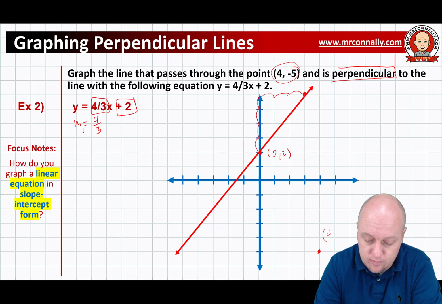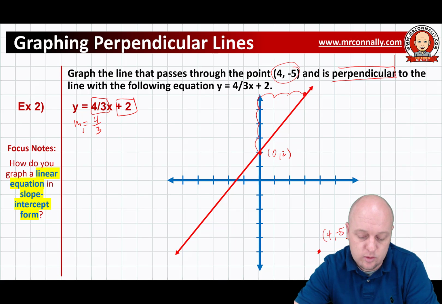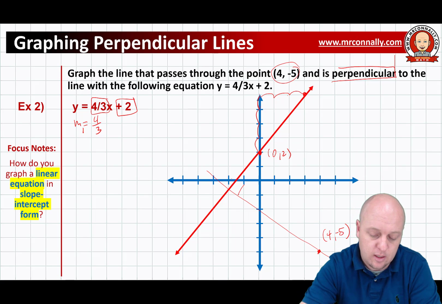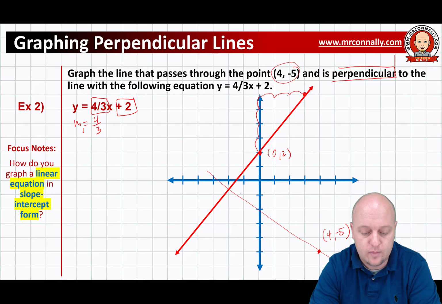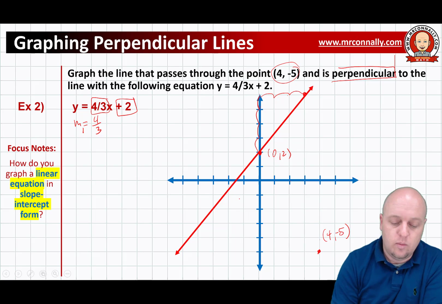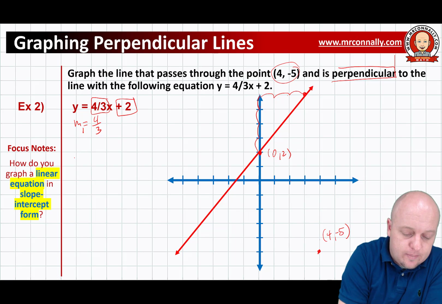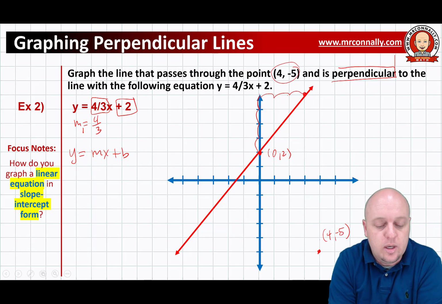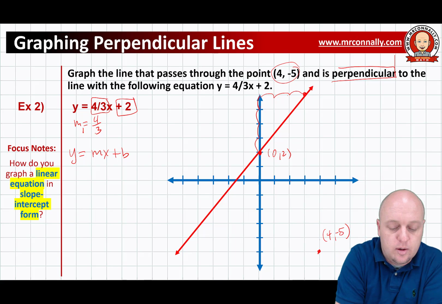So we've got 4, -5. So we need a line that goes through and is perpendicular like that. So what would that line look like, and what is its equation? Well, we know that the equation is going to be y equals mx plus b. And we know the slope is going to be the inverse or the negative reciprocal of 4/3.